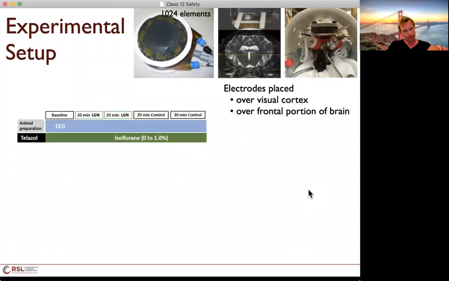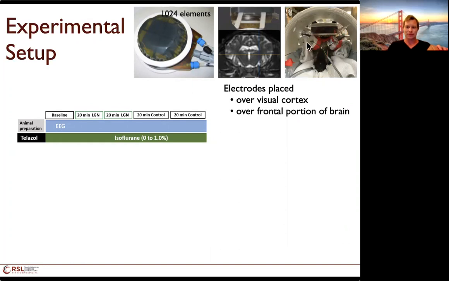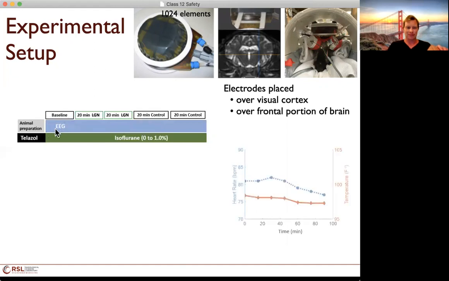Okay, so then once we've done our imaging and we knew where the location was for the LGN, we also had picked out some control locations that were about 1.5 centimeters away from the LGN. Then we started flashing lights, and while we're flashing lights, we were allowing the anesthesia to lighten up. So we're collecting data from the EEG, we're looking at the visually evoked potential. We don't see it until the anesthesia lightens up enough, and then we start to see it, and now we're collecting our baseline data.